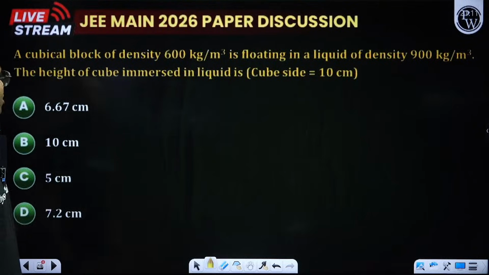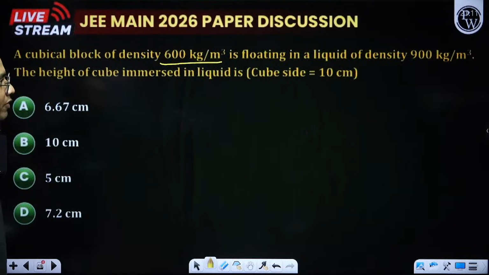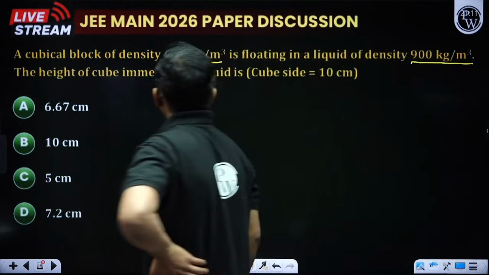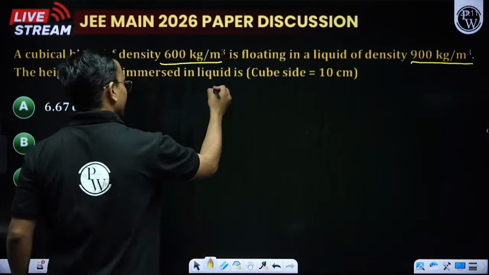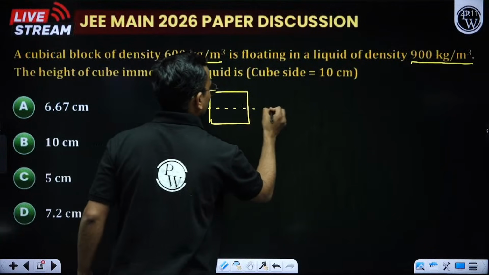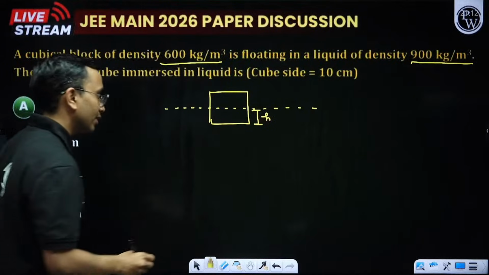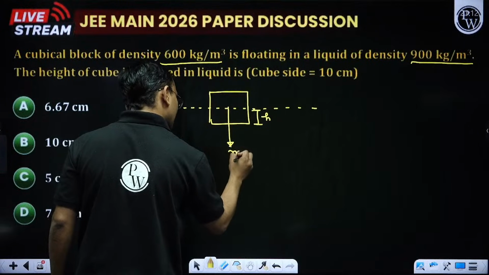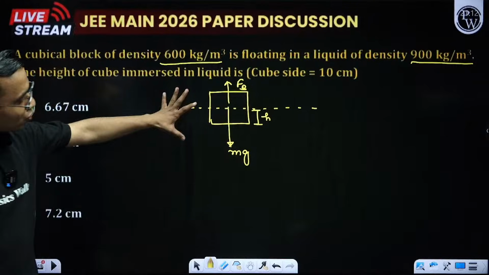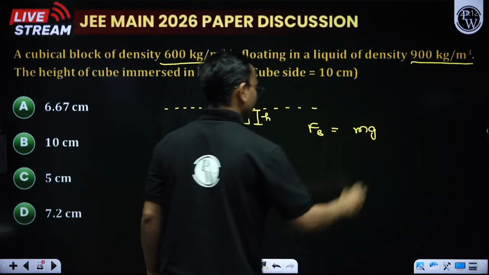Next question. A cubical block of density 600 kg per meter cube is floating in a liquid of density 900 kg per meter cube. The height of cube immersed in liquid is. So the cube is like this. It is floating like this. Let us take, this is the height that is immersed in the liquid. Downward force is mg. Upward force is F buoyancy. Okay, buoyancy force. Now these two are equal because this is an equilibrium. So I can say my force due to buoyancy is equal to my mg.